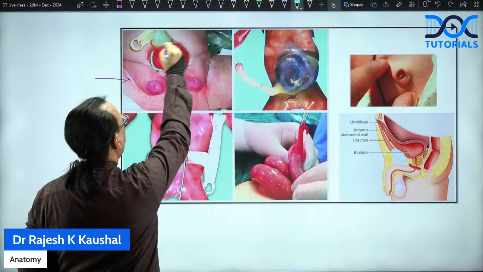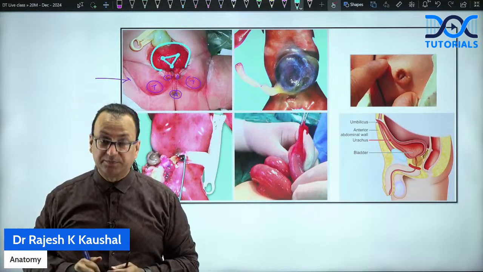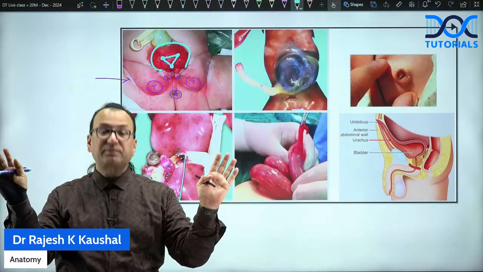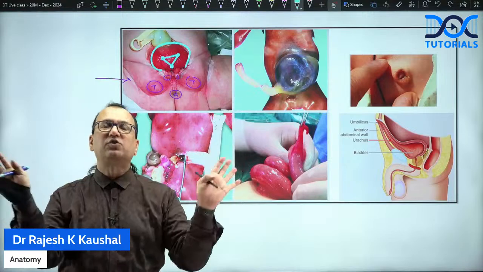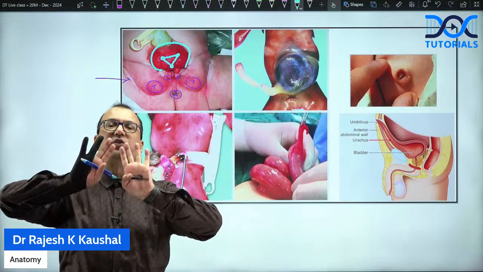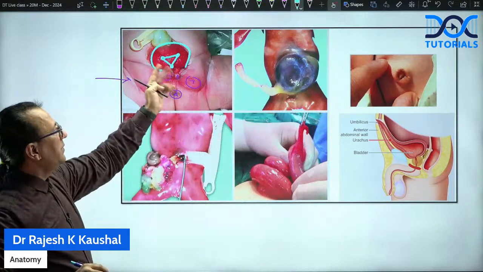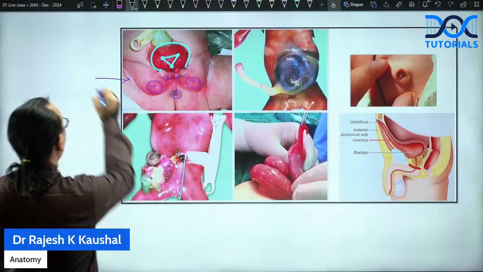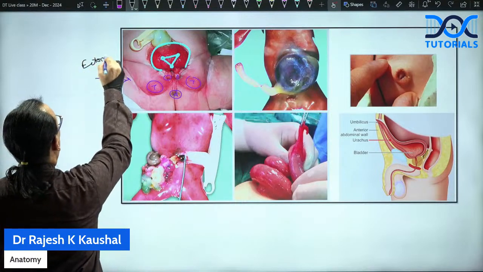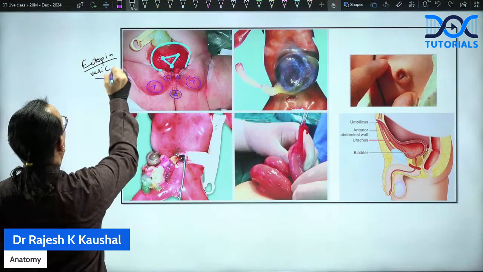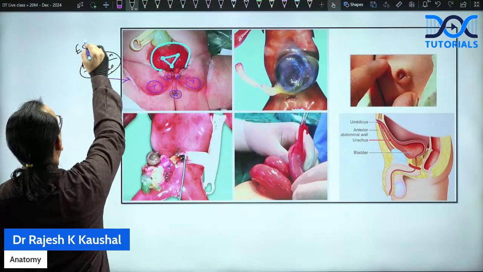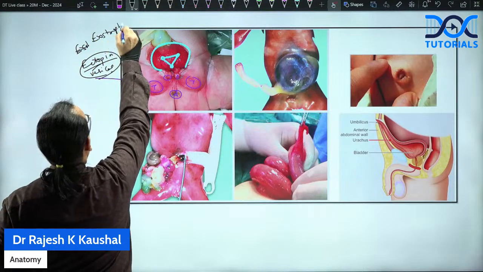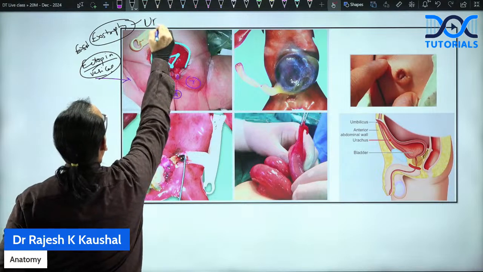That means the urinary bladder posterior wall is evident, because the anterior wall is open. Urinary bladder anterior wall is open. Posterior wall, trigone is evident. Ureter is evident. Urine is coming out. This is called ectopia vesicae. So this is a case of ectopia vesicae, or you can also call it exstrophy. So exstrophy of urinary bladder.